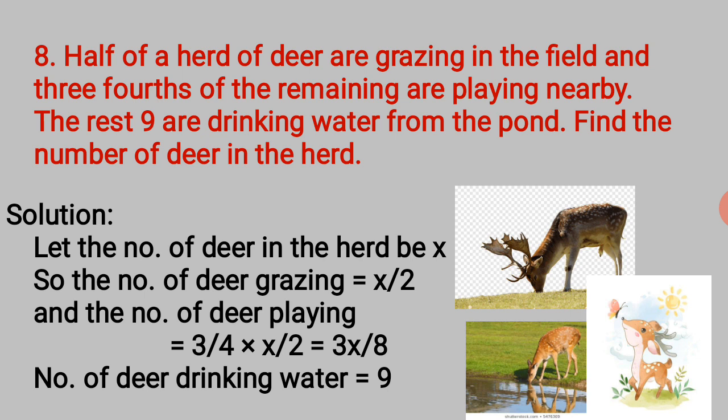Now let's start with converting this example, real life situation, into a mathematical equation. Let us start with considering the entire number of deer, that is the number of deer in the herd, to be x. So the first statement is let the number of deer in the herd be x. So the number of deer grazing, that is half of it, so it is x by 2.